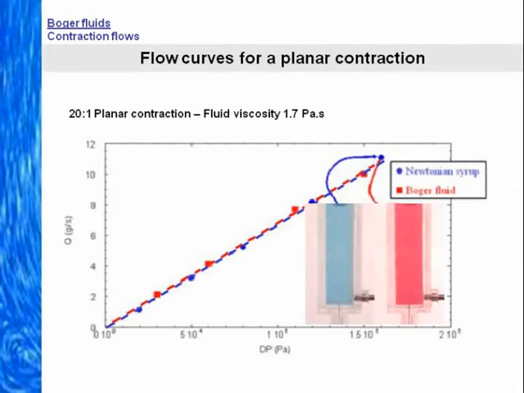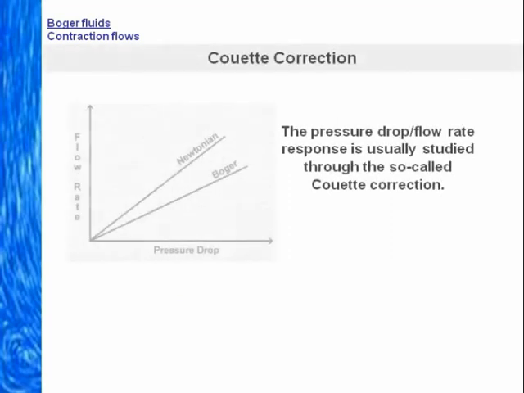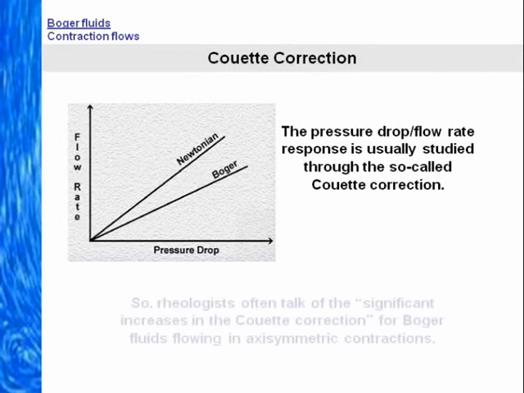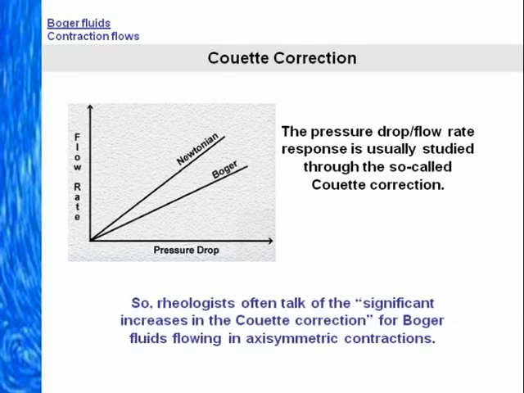When a pressure drop flow rate experiment is carried out in the planar case, we see that there is no measurable difference between the responses for Newtonian and Boger fluids of the same viscosity. The pressure drop flow rate response is usually studied through the so-called Couette correction. So rheologists often talk of the significant increases in the Couette correction for Boger fluids flowing in axisymmetric contractions.